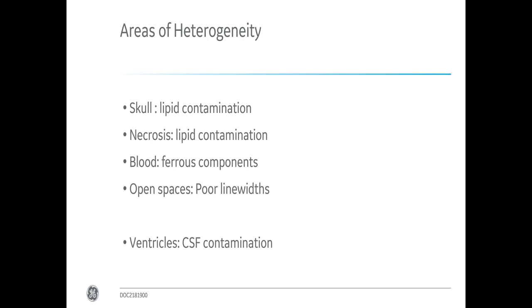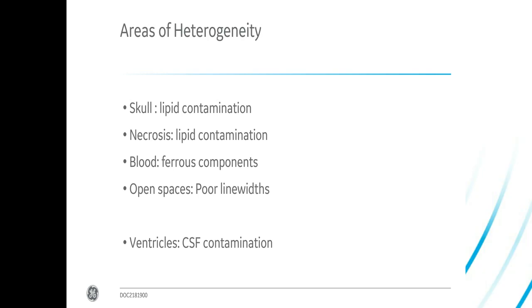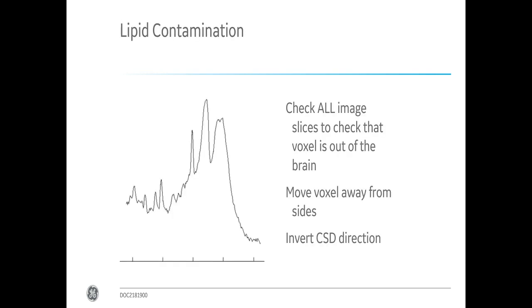Ventricles, you should avoid full CSF contamination, but enough people showed that just having 10 to 20% CSF in your voxel is not really an issue. It's an issue if you start doing quantification, and then people need to take that into account. But as long as you just want a high-quality spectrum for diagnosis, I think ventricles are not the biggest issue, as long as, as I said, you limit the amount of CSF contamination in the voxel.